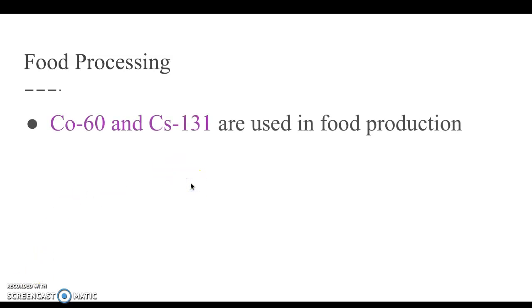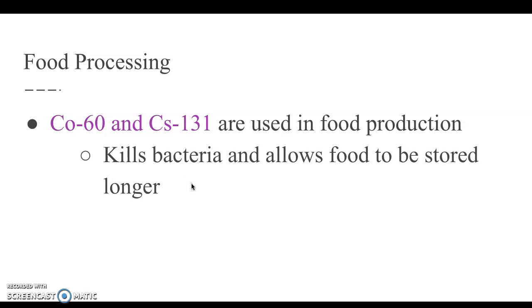Another field that commonly uses radioisotopes is food processing. Particularly canning, I think, is when these are used, but cobalt-60 and cesium-131 are used in food production because they kill bacteria, which ultimately allows food to be stored for longer.